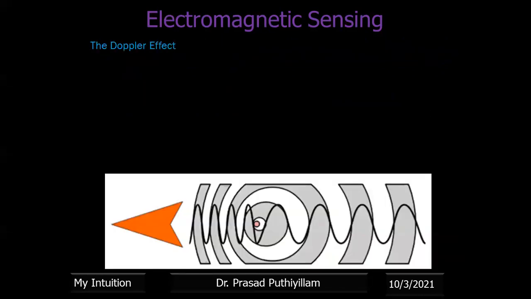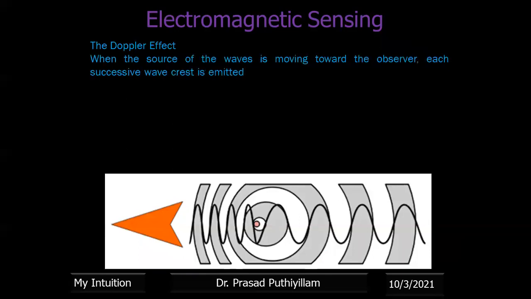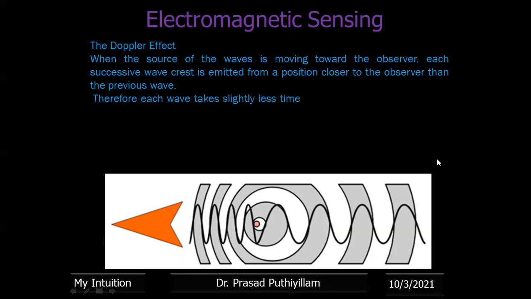Now this is the Doppler effect, which is represented schematically here. When a source of wave is moving towards an observer, the arrow indicates here, and the observer is present here, and this is the wave which is coming near to the observer. Each successive wave crest is emitted from a position closer to the observer. So we may think that the wave will have the same frequency, but once a wave is completed, the next crest or trough is much closer to the observer. Therefore, there will be a frequency change.